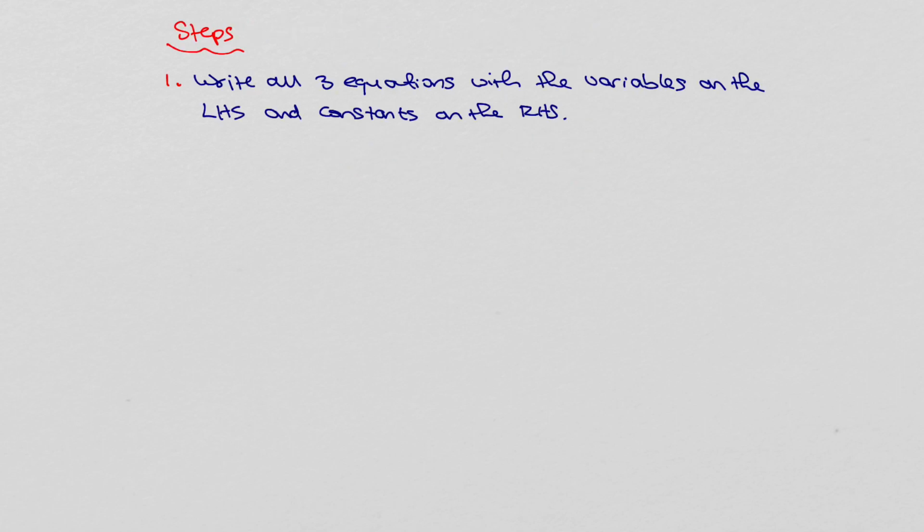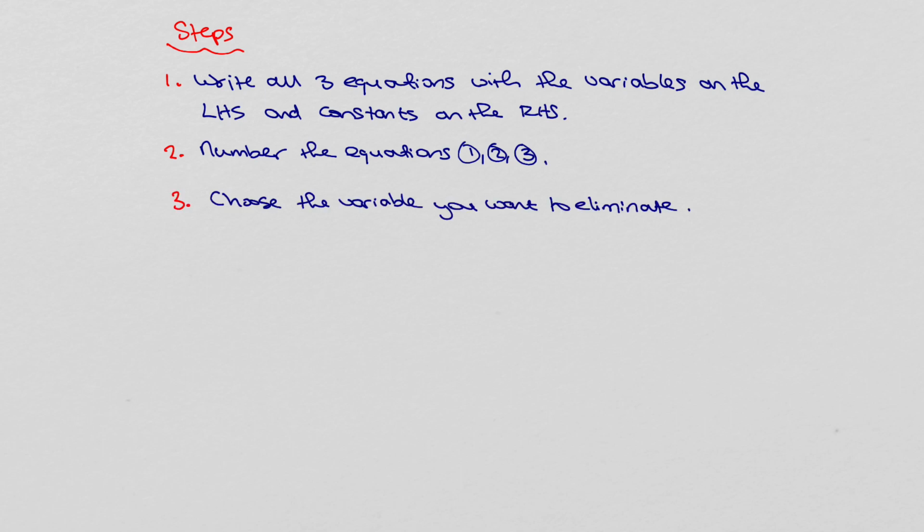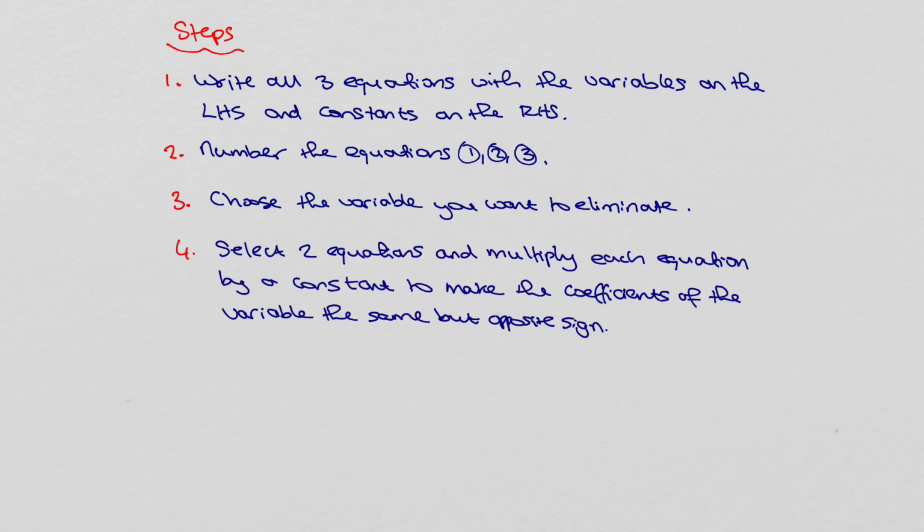So we start by rearranging our 3 equations so that the variables are all on the left-hand side and the constants are all on the right-hand side. We then number our equations 1, 2 and 3. We then choose the variable that we want to eliminate and pick 2 equations. So we then multiply each equation by a constant so that the coefficients of the variable that we've chosen are the same but opposite in sign. So we then add these 2 equations, adding the like terms, and the answer we get will be called A.